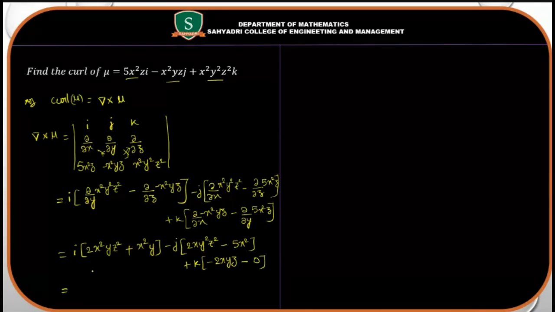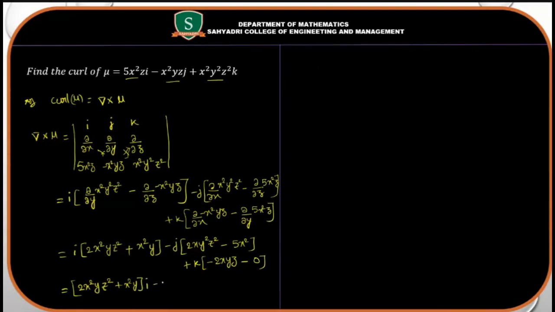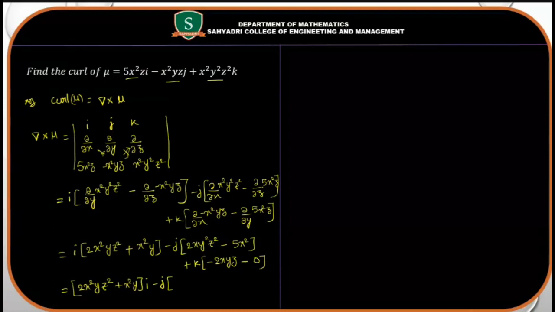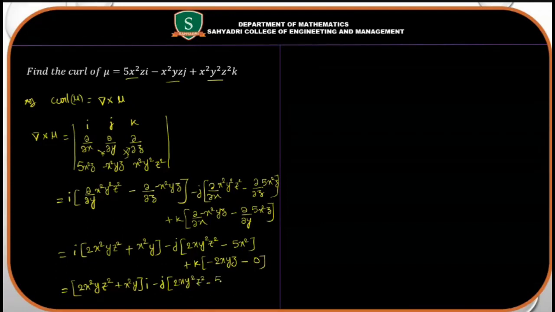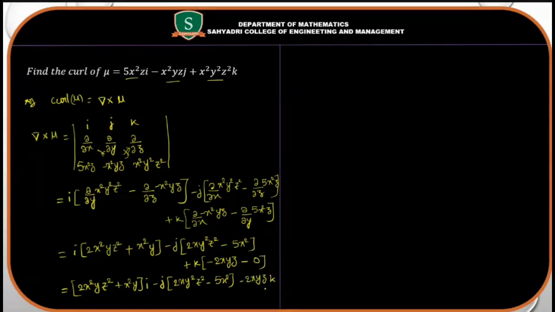So this is equal to, let us simplify it. That means 2x square y z square plus x square y into i. Next, minus j into 2x y square z square minus 5x square, minus 2x yz k. So this will be the final answer.